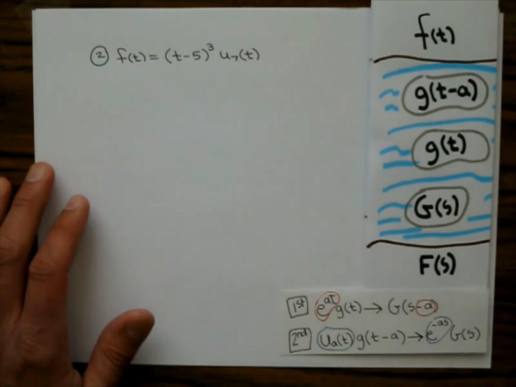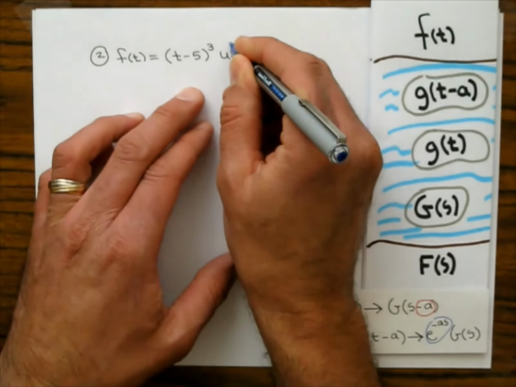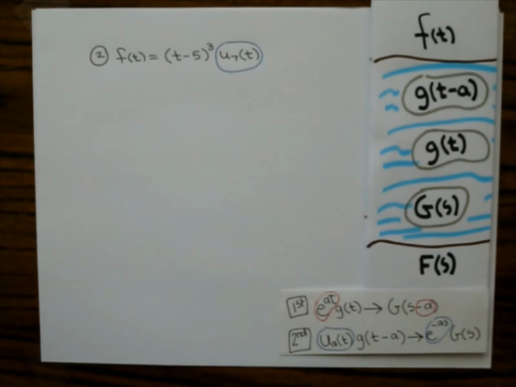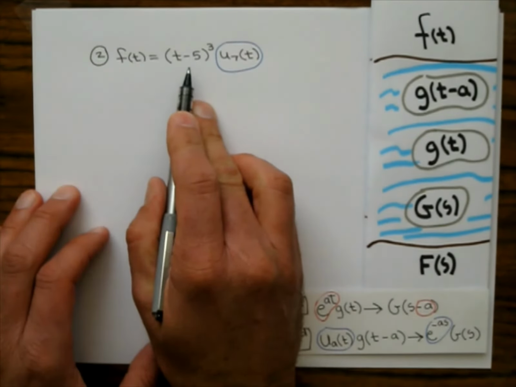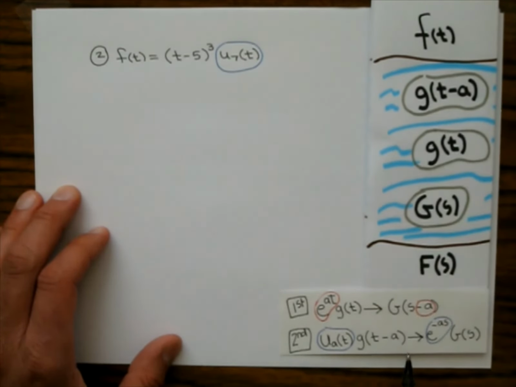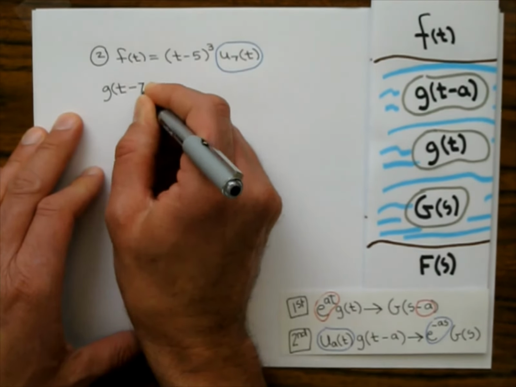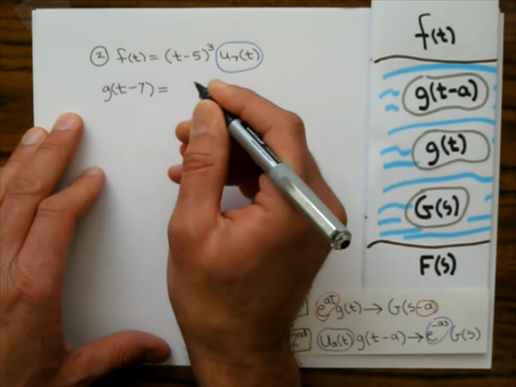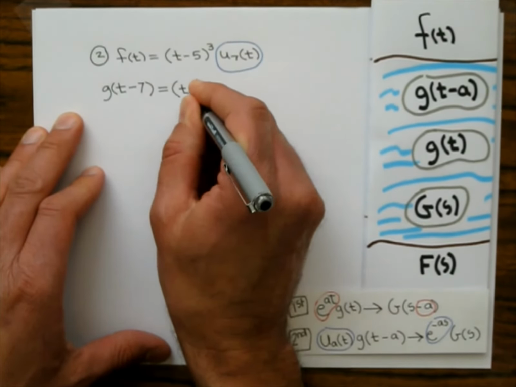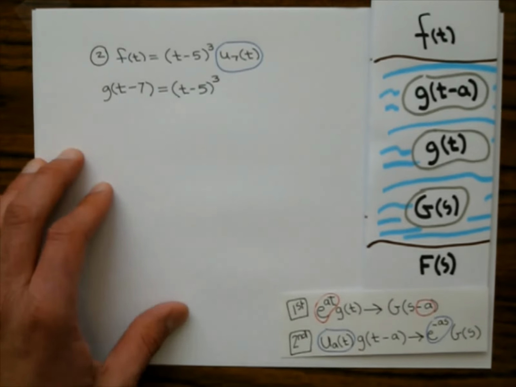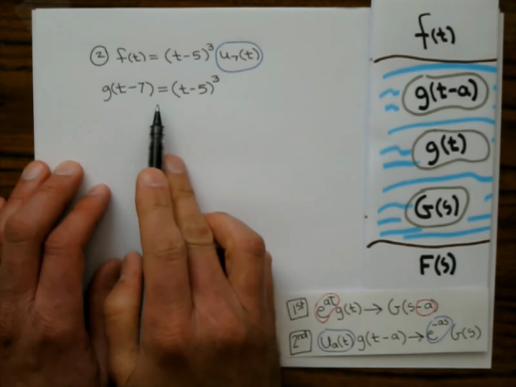So the first thing I do is I go, oh, I'm doing a second shifting theorem because I see a u7 there. I circle it. Okay, and I identify the other part as g of t minus a, so g of t minus 7. g of t minus 7 is this other part, which is t minus 5 cubed. Okay, so now we've got that.